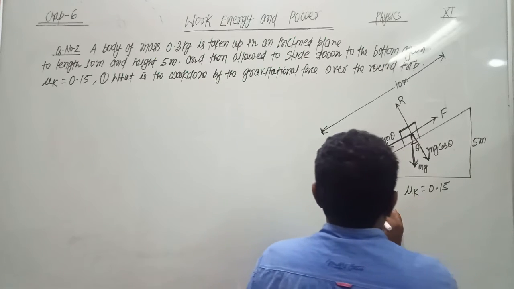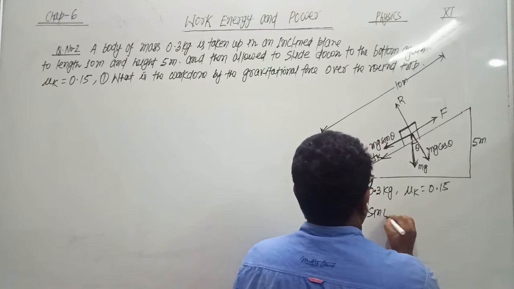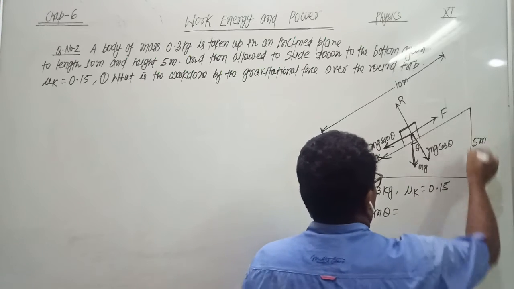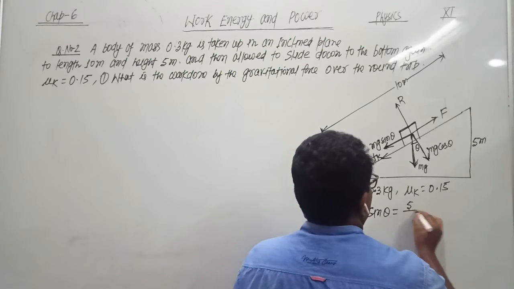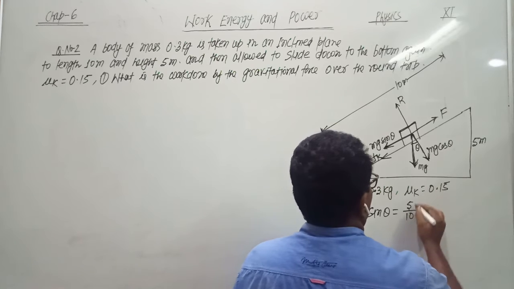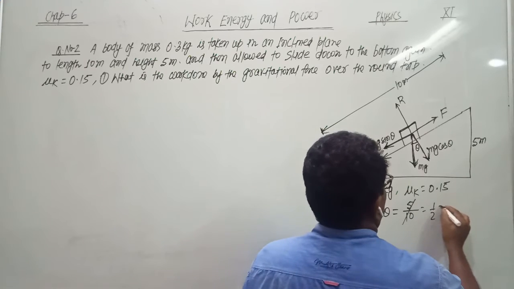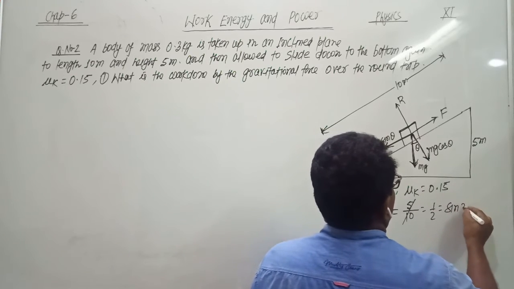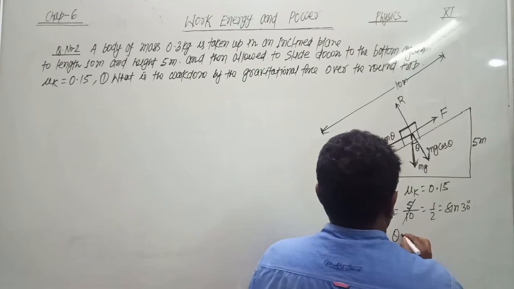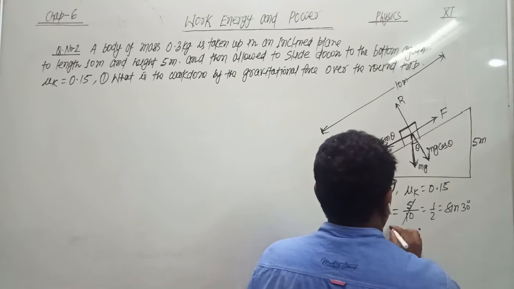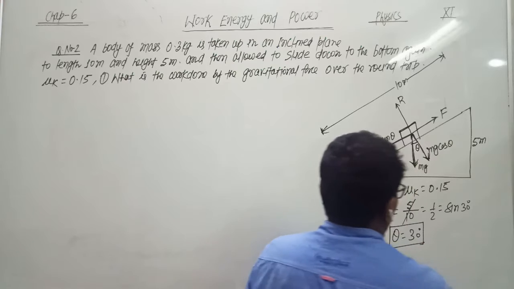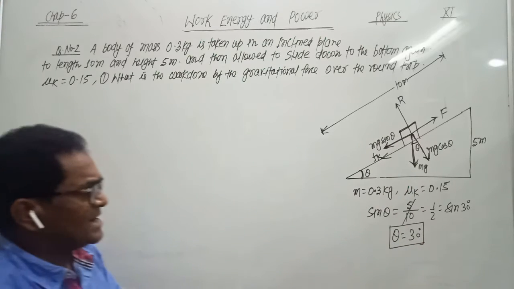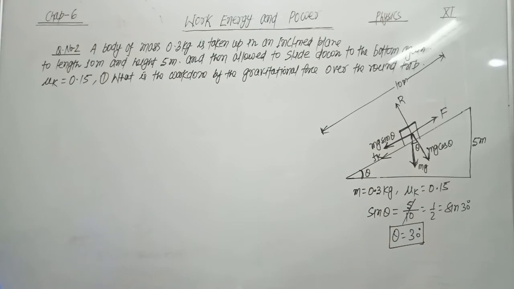Then we calculate the value of theta. So sin theta equals perpendicular upon hypotenuse. The hypotenuse is 10, so that is 1 by 2, and 1 by 2 means sin 30 degree. So we get the value of theta as 30 degree. The plane is inclined at an angle of theta equals 30 degree with the horizontal.